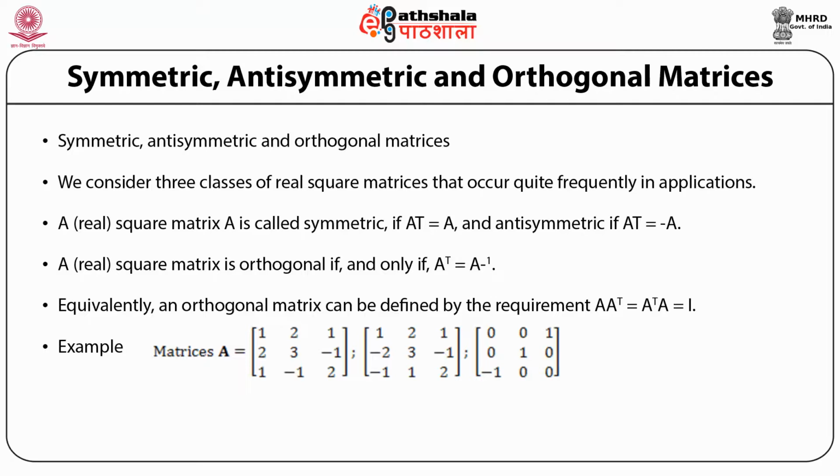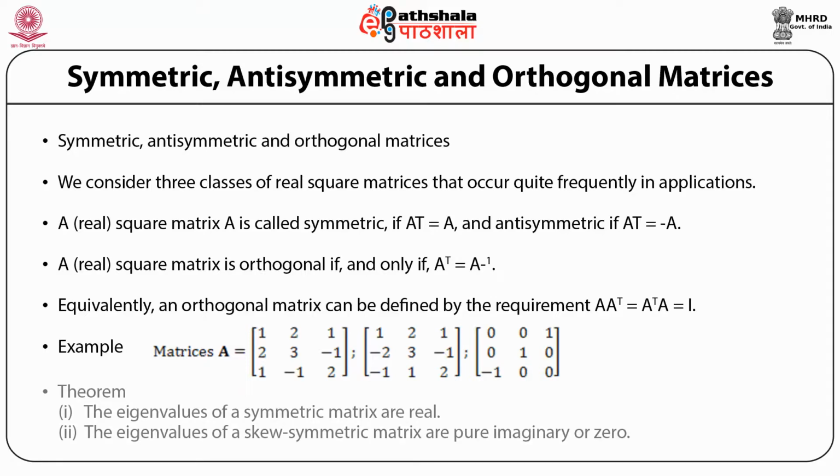Another example, consider the matrix A to be equal to first row being 0, 0, 1, second row being 0, 1, 0, and the third row being minus 1, 0, and 0. If we observe A transpose, this is equal to the inverse of matrix A itself. So the matrix is an example of an orthogonal matrix.